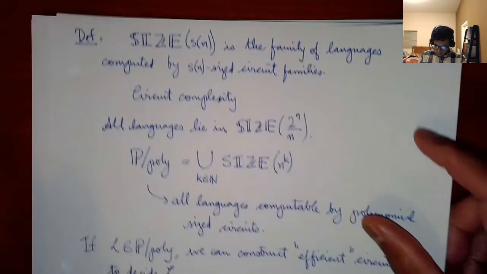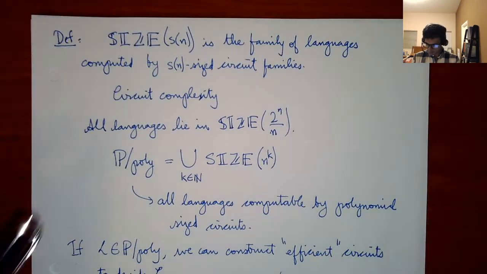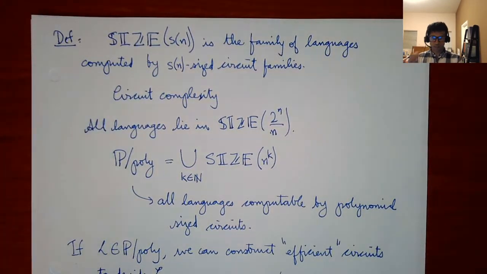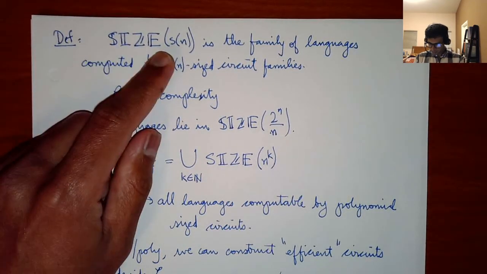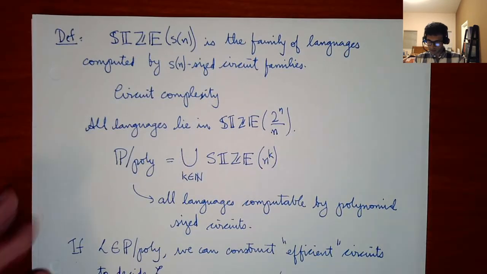So continuing with circuit complexity. Just to summarize what we did last time, we went through the definition of circuits and how circuits can be used to compute functions. And now we defined a complexity class. We defined size S of n to be the family of languages computed by S of n sized circuit families.